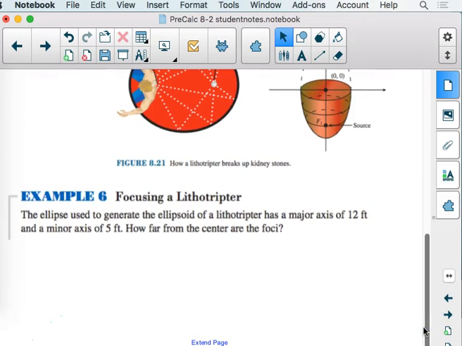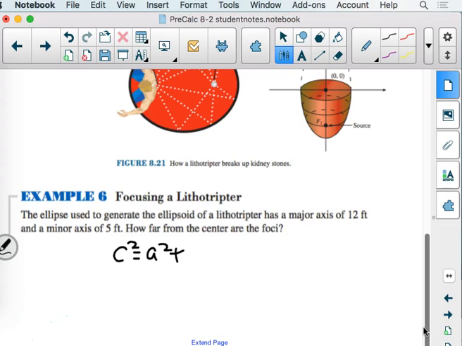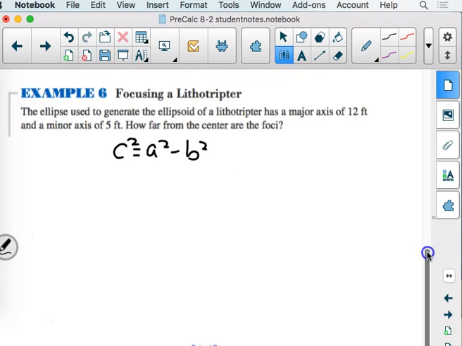So example 6 says, the ellipse used to generate the ellipsoid of a lithotripter has a major axis of 12 feet and a minor axis of 5 feet. How far from the center are the foci? So where are you going to put those foci? Well, let's see. I start thinking, it must have something to do with c squared equals a squared minus b squared, because we need the foci.